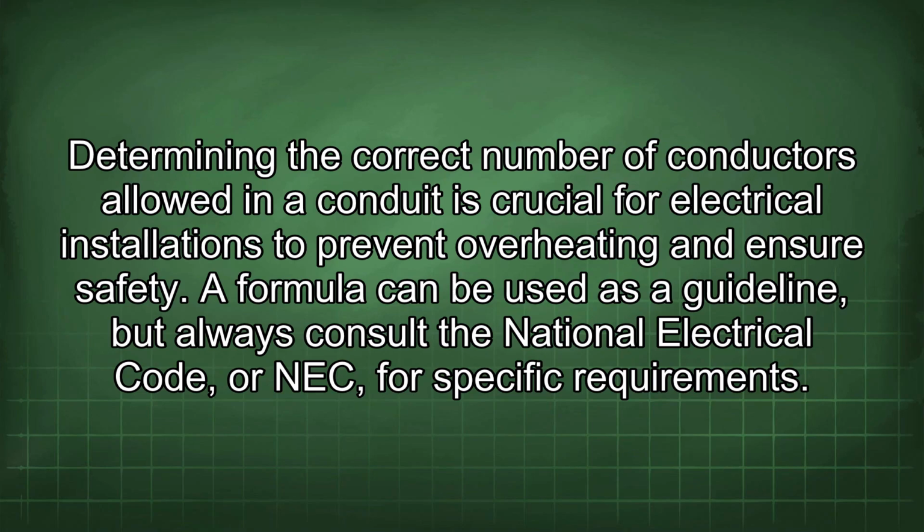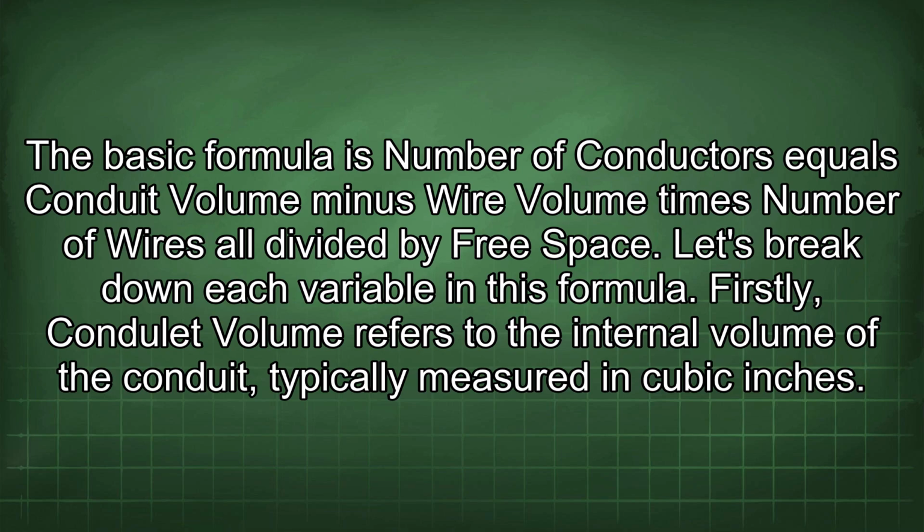Determining the correct number of conductors allowed in a conduit is crucial for electrical installations to prevent overheating and ensure safety. A formula can be used as a guideline, but always consult the National Electrical Code, or NEC, for specific requirements. The basic formula is number of conductors equals conduit volume minus wire volume times number of wires, all divided by free space. Let's break down each variable in this formula.